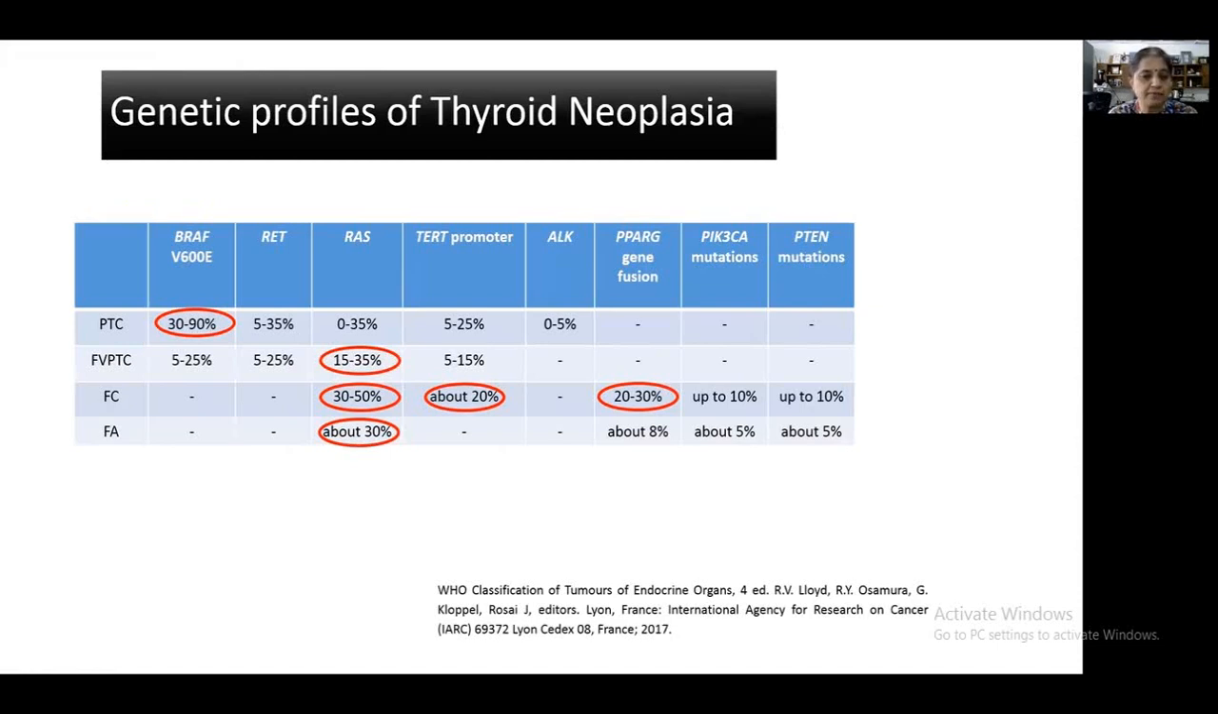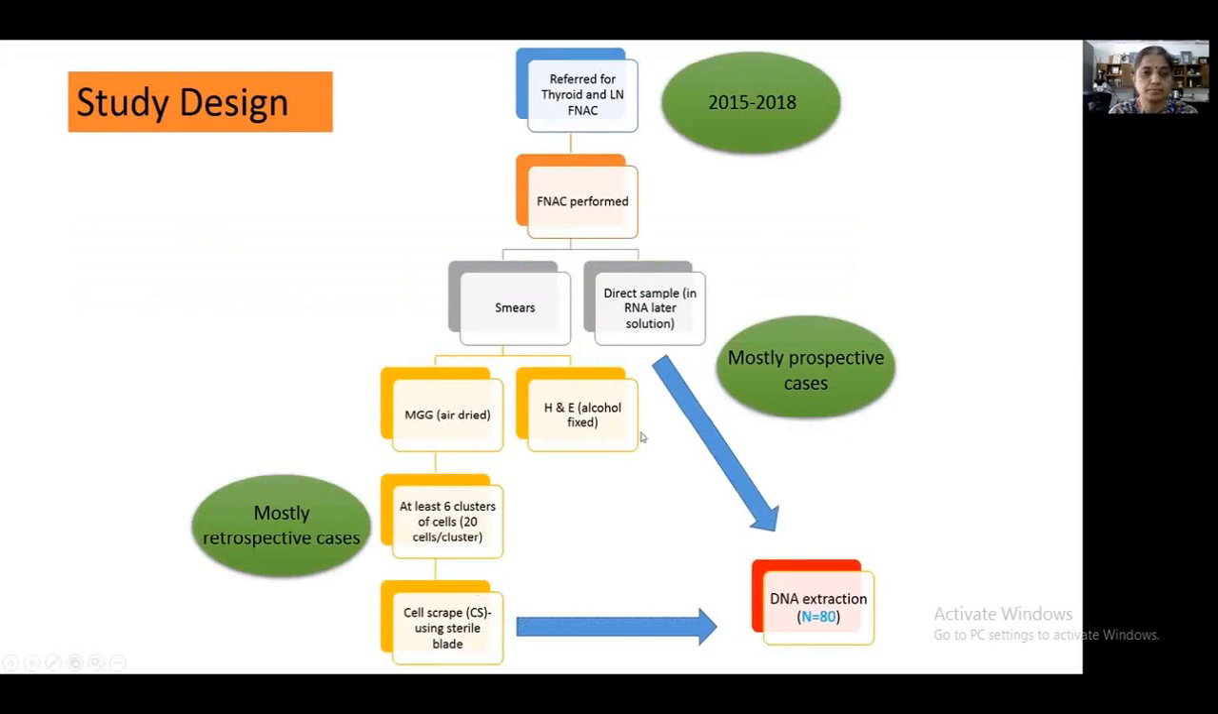So just again, a recap of what I had already told you about the percentages of the mutations that can be seen across the various thyroid cancers. PTC, BRAF seen in 30 to 90%. In fact, very high figures have been quoted from the Korean groups, but in our country, it's around 40 to 50%. RAS gene mutations, of course, you can see in follicular adenoma, carcinoma, as well as FVPTC. TERT promoter mutations seen in follicular carcinoma and also in anaplastic carcinoma. PPAR gamma fusion in FA and FC, and so on and so forth.